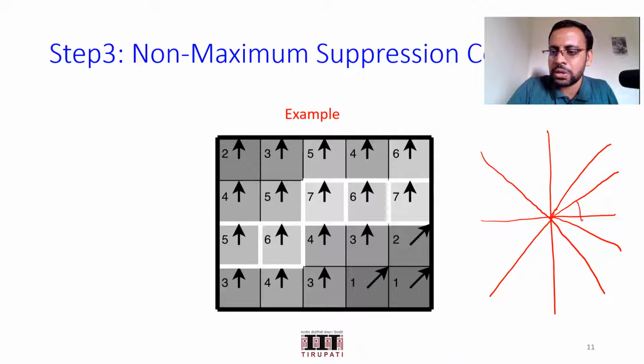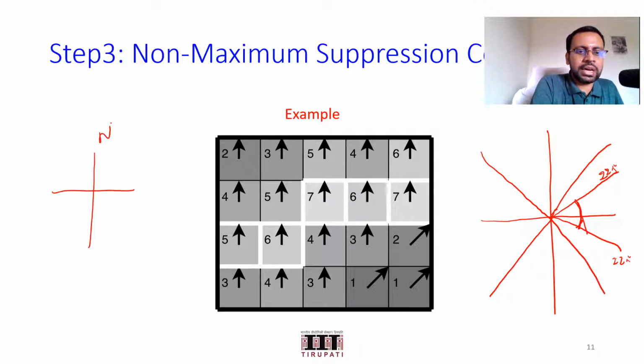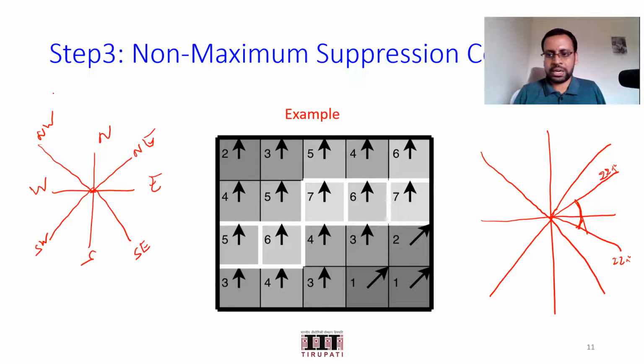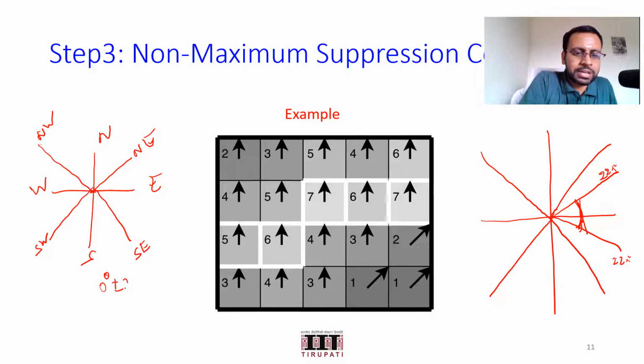Okay. So what I will do now is, anything from minus 22.5 to 22.5, I'll assign to what angle there? Because I could look at only north, south, east, west, northeast, southwest, this is southeast, and this is northwest. These are the only neighbors I could look at. So anything from minus 22.5 to 22.5, I put it under 0 degrees. If the angle is in between minus 22.5 to 22.5, I make that 0 degrees. So 0 degrees plus or minus 22.5 is equal to 0 degrees.